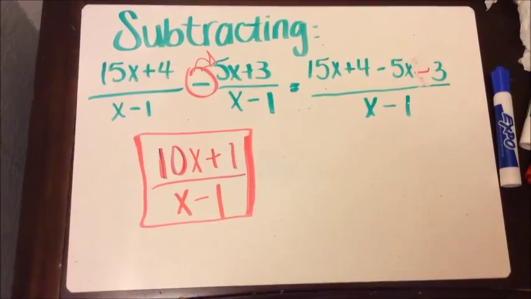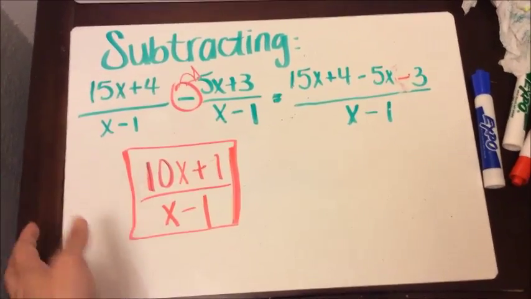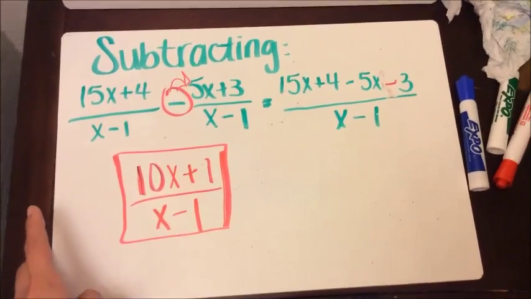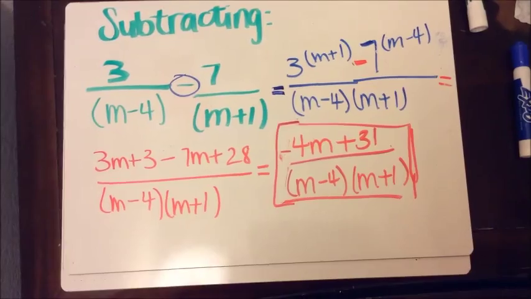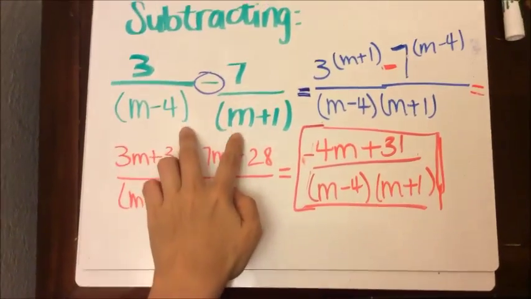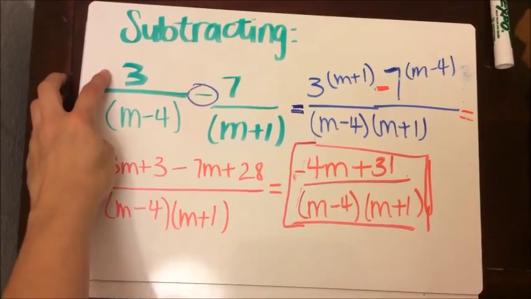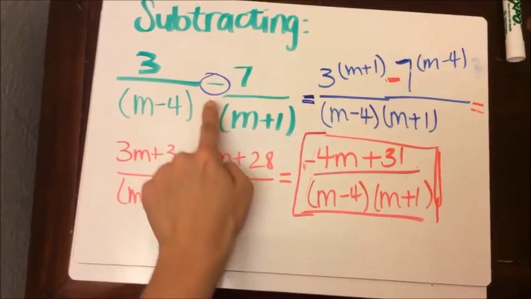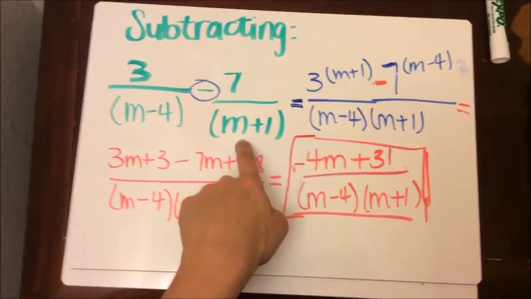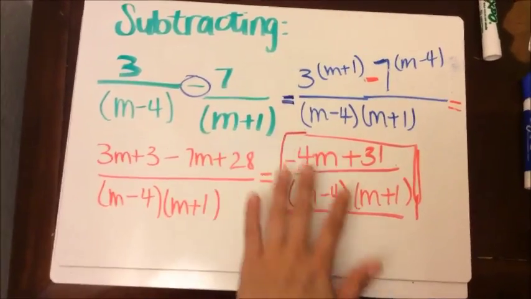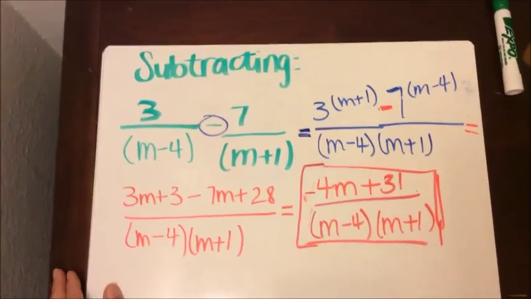Now this was a simple one. I'm going to show you next what you would do when it's a little more complicated because you don't have the same denominator. What happens when you're subtracting and you don't have the same denominator, as in this case? Here you have 3 over m minus 4, minus 7 over m plus 1. So what we would do is the same thing as we did before with the addition problem when we didn't have the same denominators.